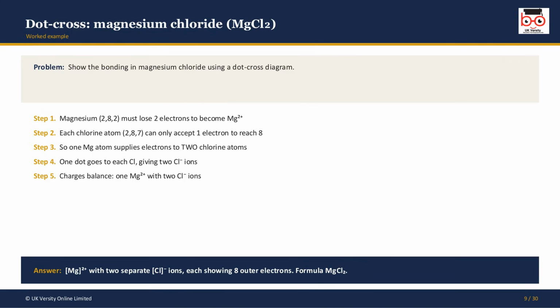Now the charges balance. 1 magnesium, 2+, paired with 2 chloride ions, each showing 8 outer electrons. And that's why the formula is magnesium chloride 2, MgCl2.